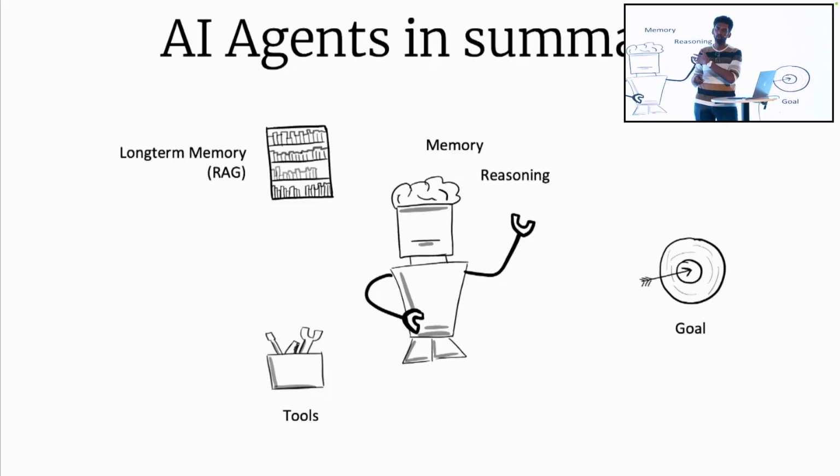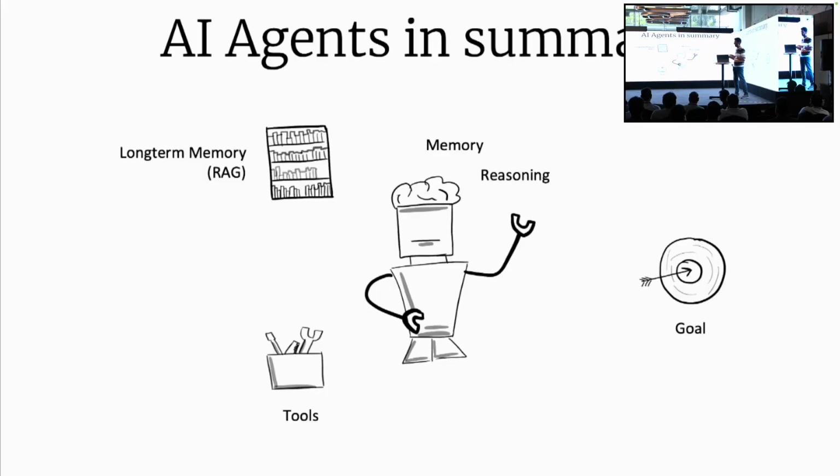And then, of course, goal. So you are building it in such a way that it is going to achieve a goal. So these are all the different components that at this point you should be aware of, so that we can jump into Agno.